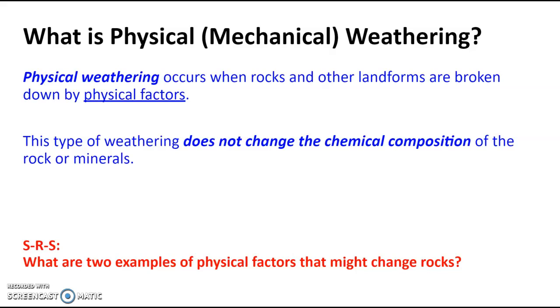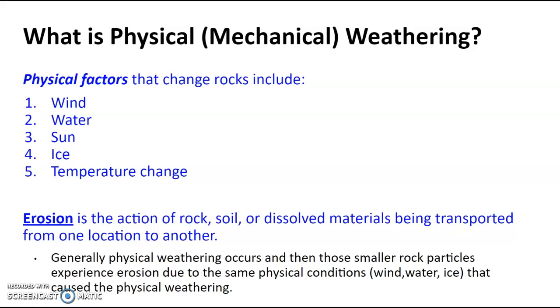So take a minute in your student response sheet and think about two examples of physical factors that could maybe change the shape of a rock. So go ahead and write those down. So the physical factors that change rock include wind, water, sun, ice, and temperature change. And all of these happen on a very regular basis all around us.